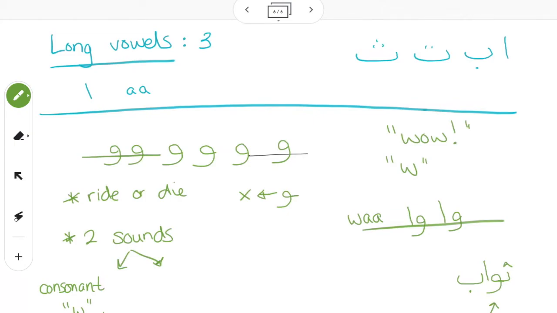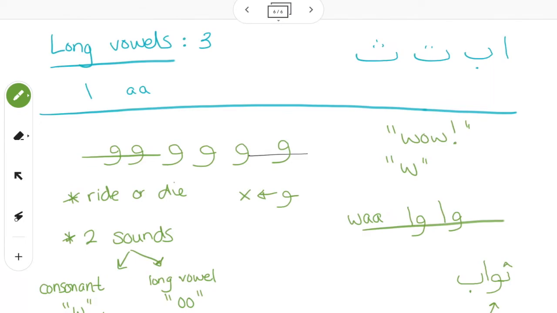syllable. The second sound that the wow makes, and that's what I want to focus on here, is the long vowel sound. And the reason why we're focusing on that is because we're talking about long vowels. And the long vowel sound that it makes is oo, the long oo sound.